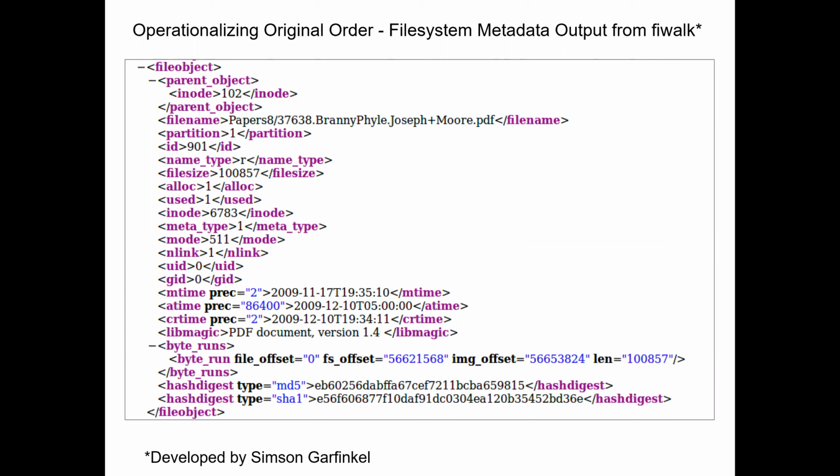Is it allocated, meaning, is it a deleted file or not? What's the file name, including its full path, if it was in a directory structure? What are the timestamps? The byte run indicates which sequence of bytes it's actually stored on the disk, so you can find, physically on the disk image, where you would find the content of that file. It tells you what kind of file it is, and it generates these hashes, which are the checksums for the files.